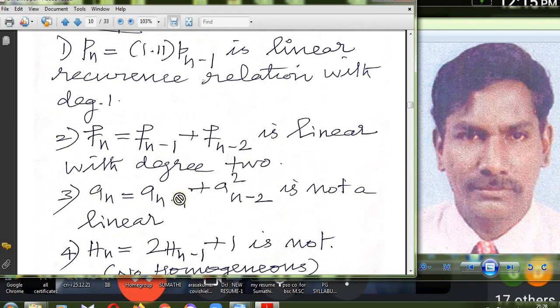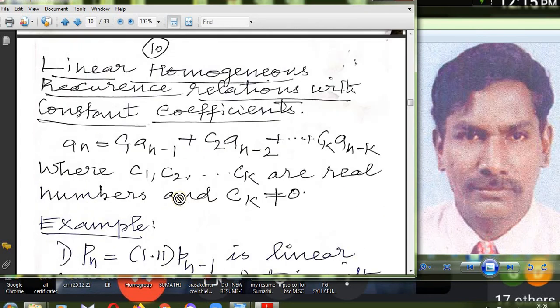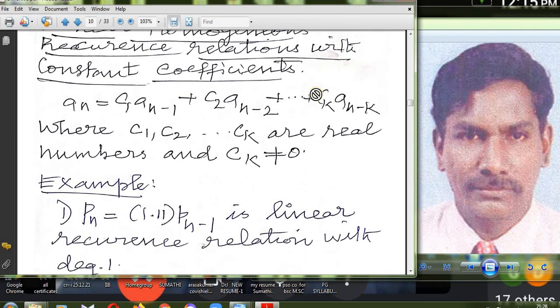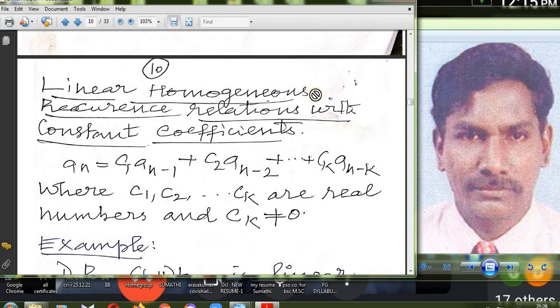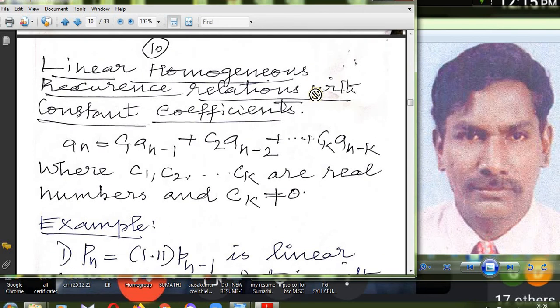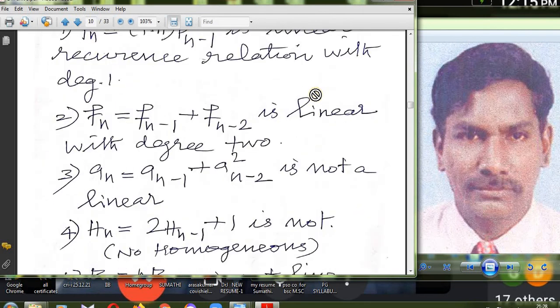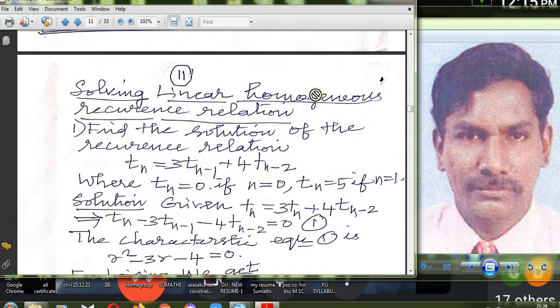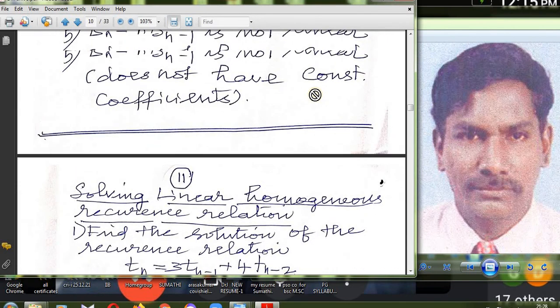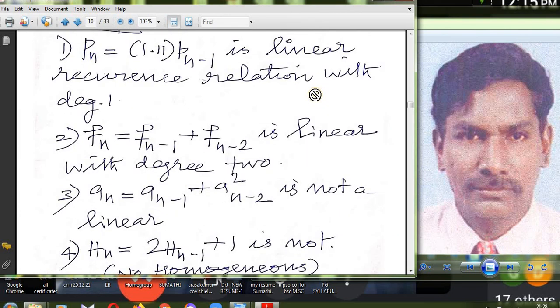Okay, so these were some of the things that you have to understand as far as linear homogeneous recurrence equations are concerned. Thank you very much for listening to this small concept. In the next class we'll take one problem and we'll be solving that. Okay, thank you very much.